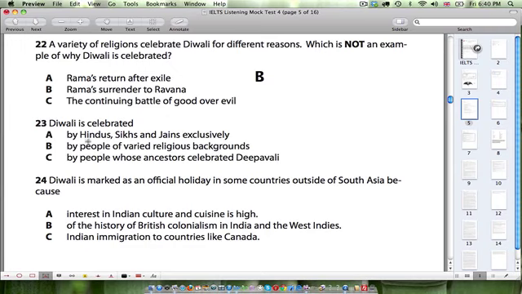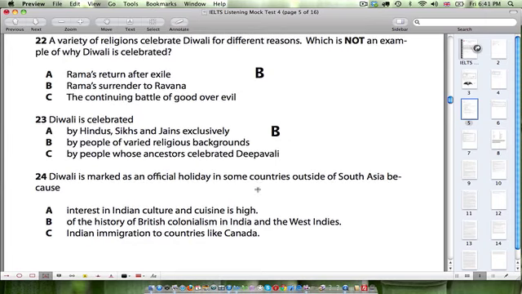Now, they mention Hindus, Sikhs, and Jains for sure. Exclusively, though, no, because they mention that there were several religions all over the world, in addition to these 3, that celebrate Diwali. By people of varied religious backgrounds, yes, could be. By people whose ancestors celebrated Deepavali. No real mention of that, so the answer would be B.